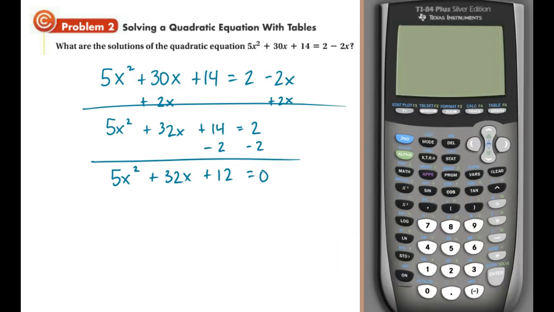So pull out your graphing calculator, turn it on, and go to the y equals. If there are any functions in here, make sure you clear them. And now let's type in our equation that we just solved for. So 5x squared plus 32x plus 12. Once you have this entered in for y1, we want to go to the table, which is located right here. So we want to go to second table. And what we want to do is look for x values for which y is equal to 0.